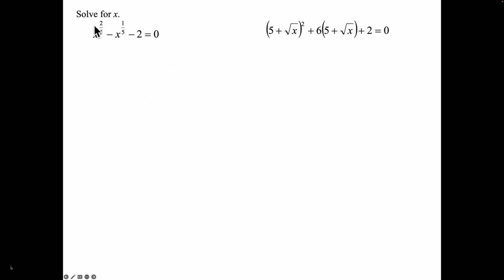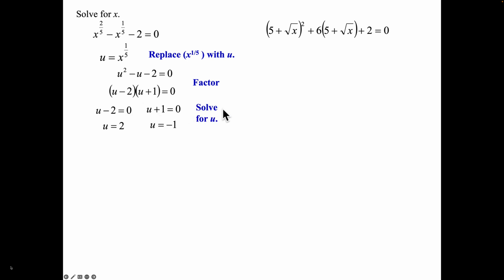We can have fractional exponents. Here's 2/5. It's double that of 1/5. So x to the 1/5 is going to be my u. So this becomes u squared minus u minus 2. We can factor. That's much quicker and easier. What two numbers multiply to be negative 2 and subtract to be negative 1? How about u minus 2, u plus 1? Solve for u. u equals 2, u equals negative 1. There they are.